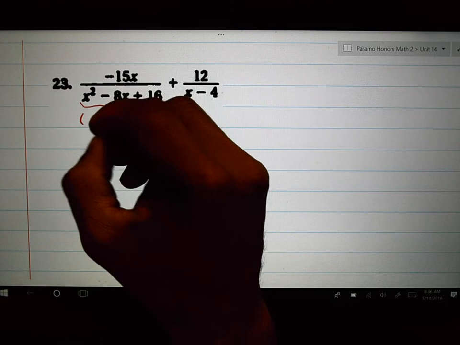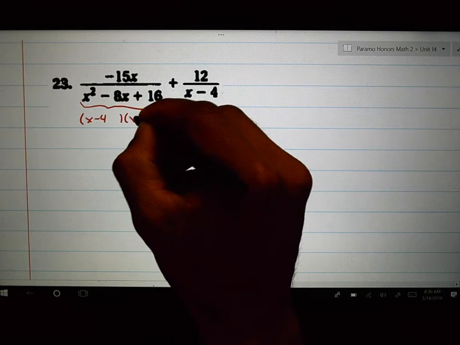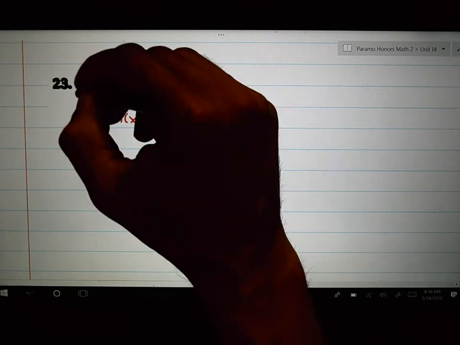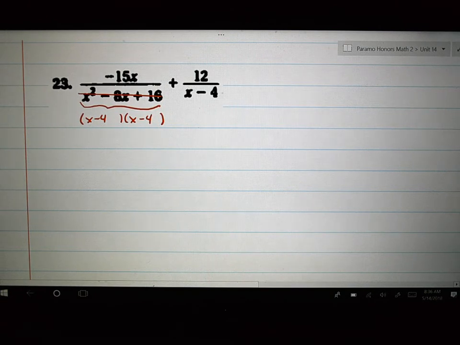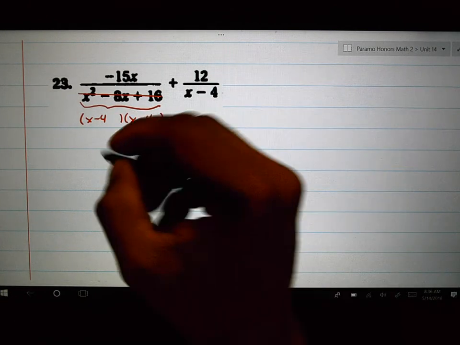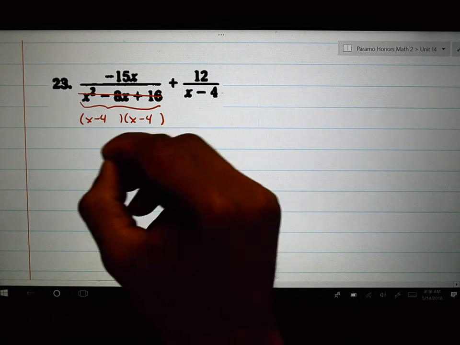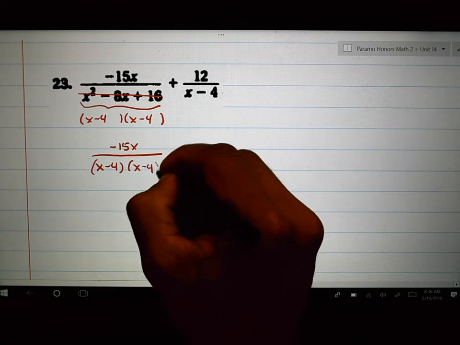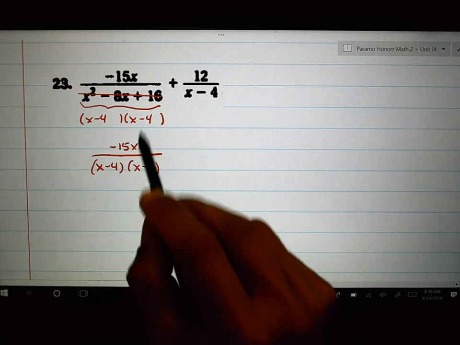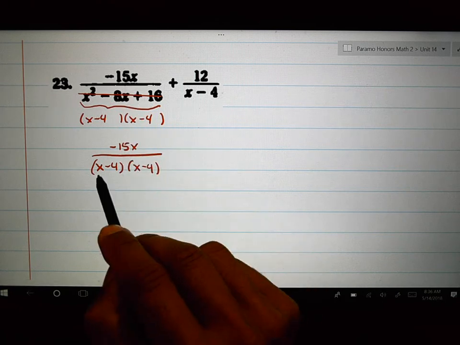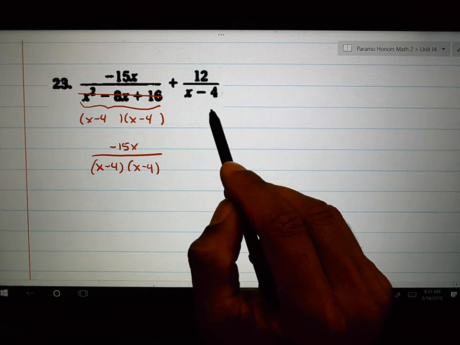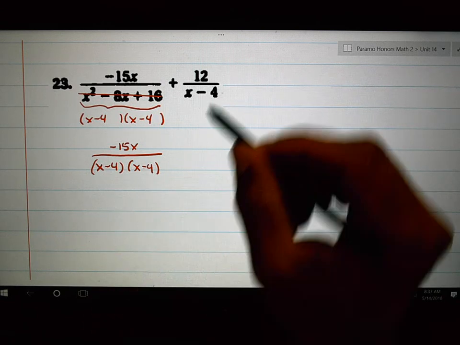I am hoping you said x minus 4 times x minus 4. Because that multiplies to be a positive 16 and adds to be negative 8. When you look at that, I now know what missing factors I need in order for them to have a common denominator. This left fraction is over x minus 4, x minus 4. The right fraction is only over an x minus 4. Not the same denominator. I need another one.